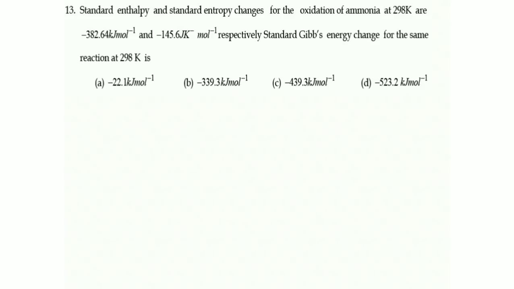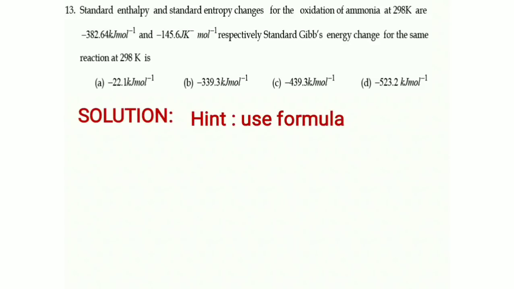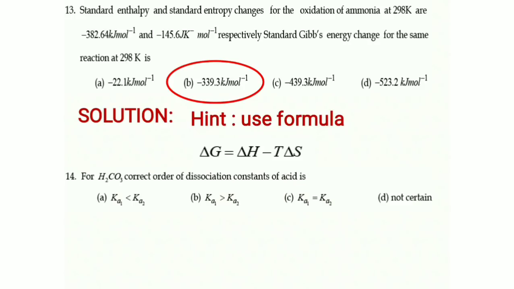Then next question. Here you have to use the formula, very simple. Delta G is equal to delta H minus T delta S. So the answer for this question is minus 339. B is the option.